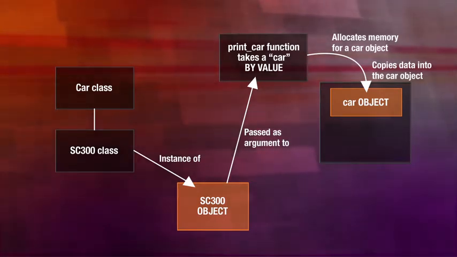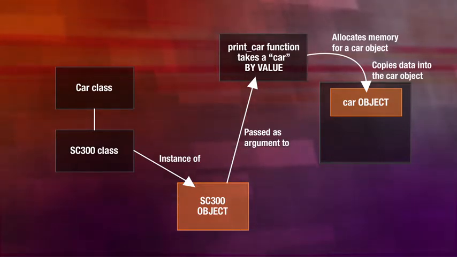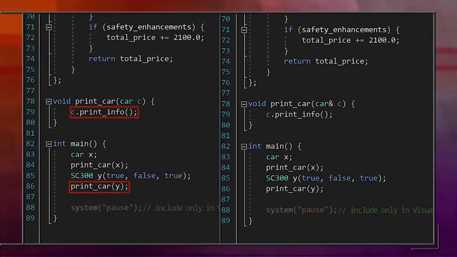The thing that's sitting there in memory is a car, not an SC300. It has no memory of having originally come from an SC300. All it knows is that it's a car. And as a result, when we call printinfo on that object, it's going to use the printinfo command defined for the car class, not the one defined for the SC300 class.